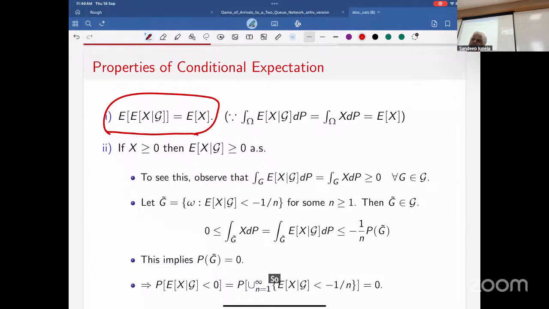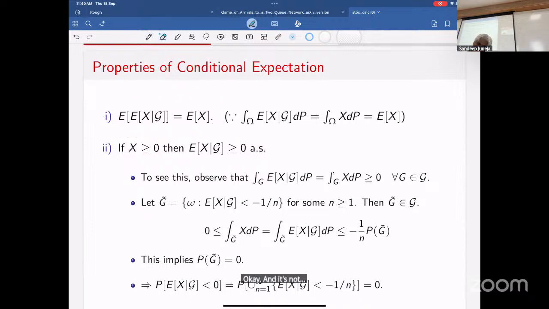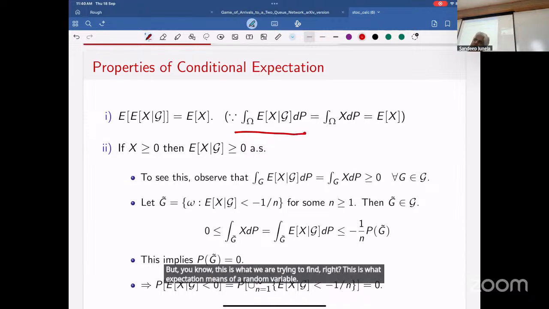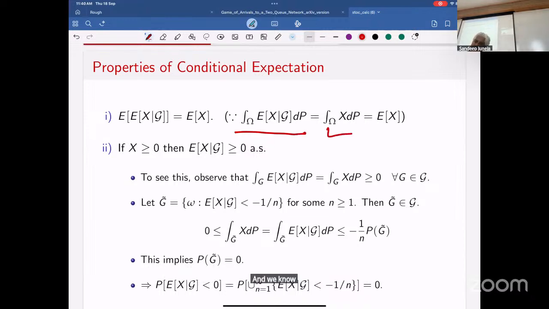So what's the expectation? Let's consider two cases. Case one, X is G measurable. Then this is easily true. This is what we are trying to find, right? This is what expectation means of a random variable. And we know it's exactly equal to this quantity right here.